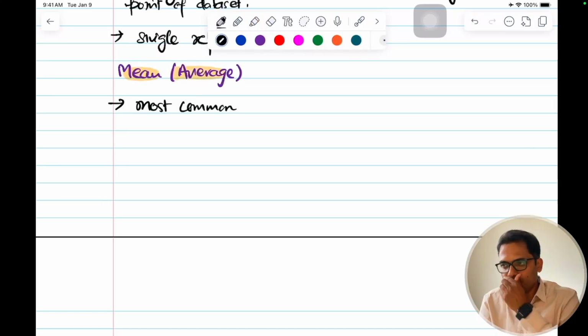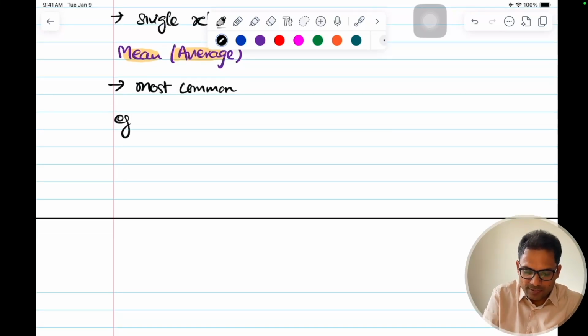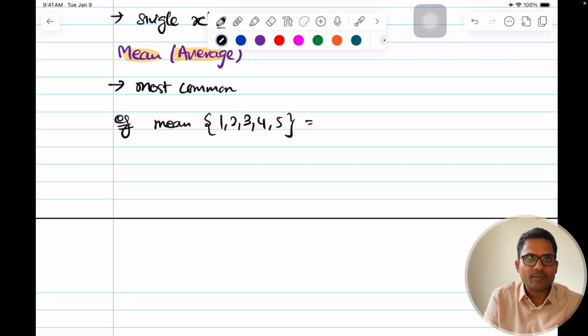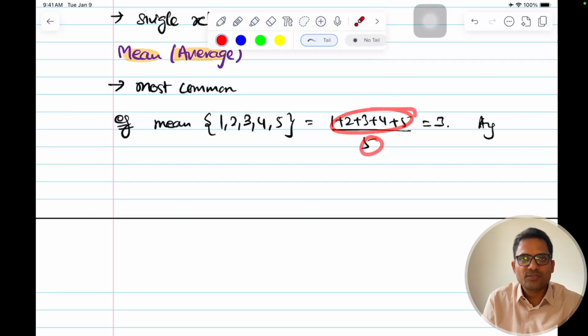Now what is mean? Generally we say this is the balancing point of the data set. Mean would be just at the center. For example, if I say there are 5 data points, I'll take a very simple example so that the intuition is clear and I won't complicate the maths. This would be the sum of all, 1 plus 2 plus 3 plus 4 plus 5, divided by 5, and this comes out to be 3. So this is the average: sum of all divided by the count. This is n and this is the sum. This we know already.